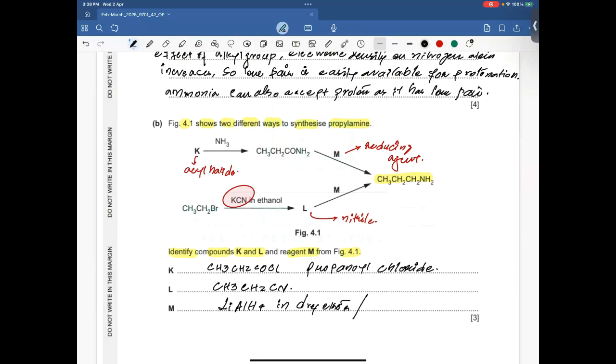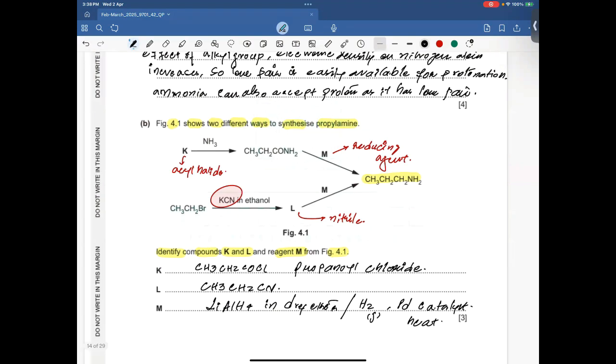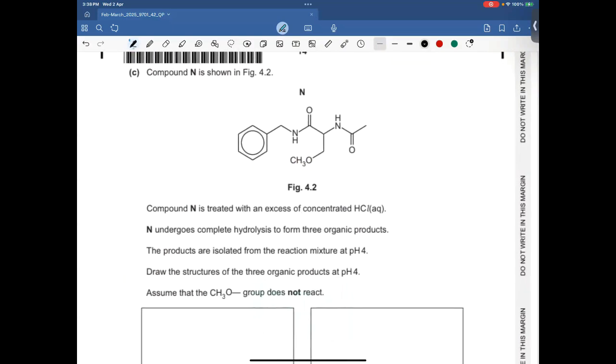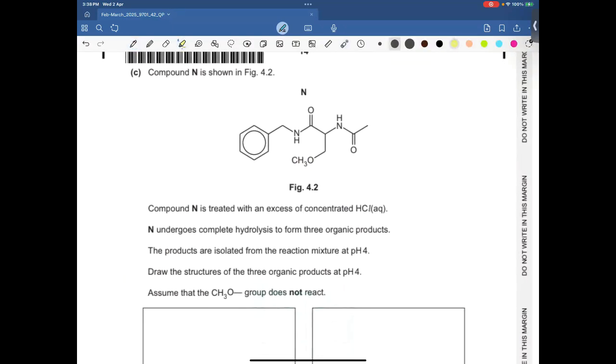Instead of using lithium aluminum hydride, you can use hydrogen gas in the presence of palladium catalyst under heat. Okay, I hope it makes sense to you. That's an easy part of the question. Okay, compound N is shown in figure 4.2. Basically, this is amide. This is also amide.